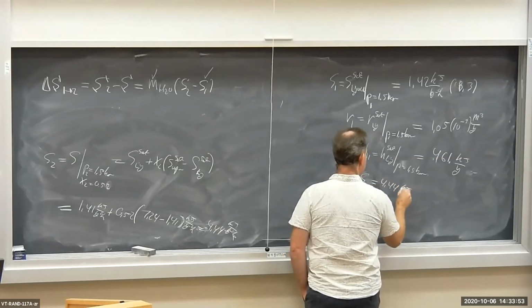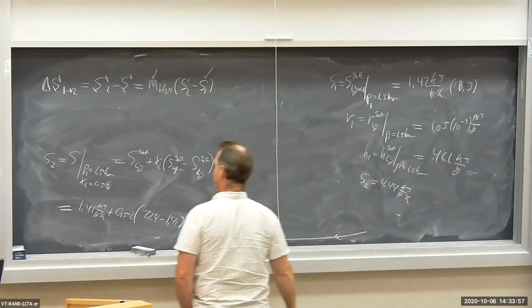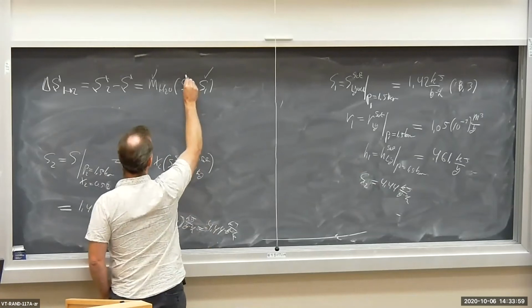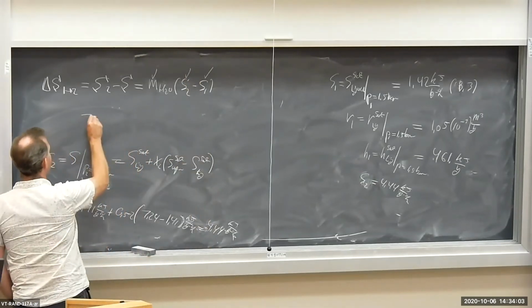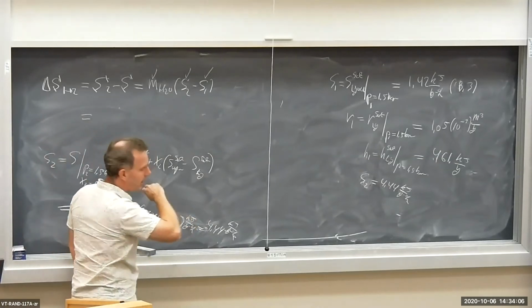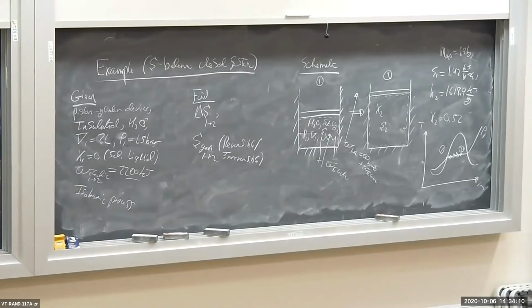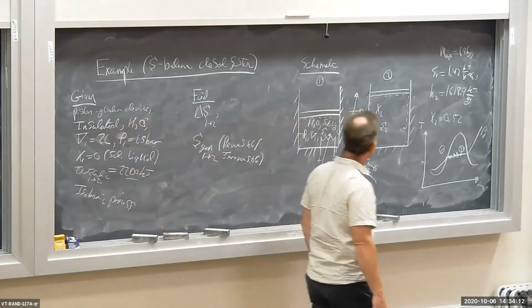0.44 kilojoule per kilogram Kelvin. That's S2. Okay, now I have the specific entropy at state 2, so I can plug in. Let's see here, the mass again. What was my mass? 1.9? A lot of stuff to keep track of here.